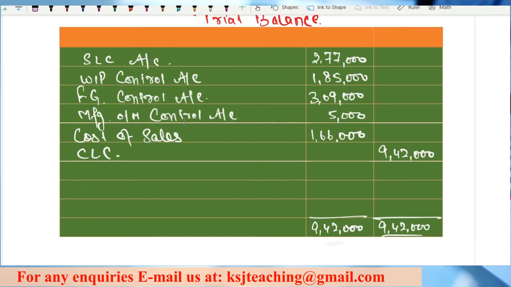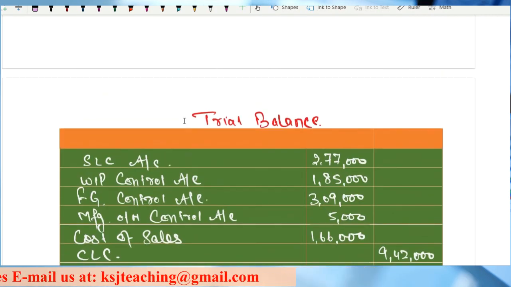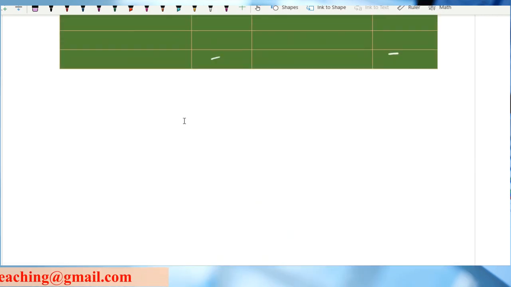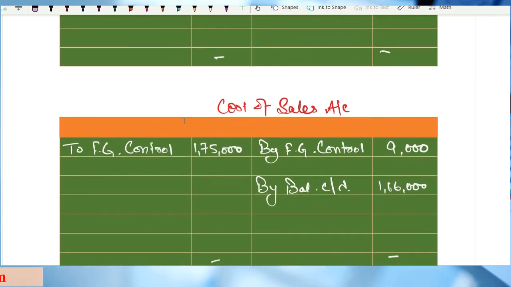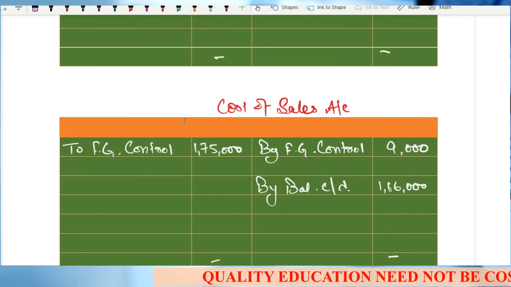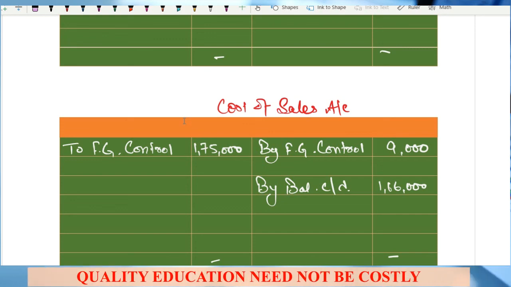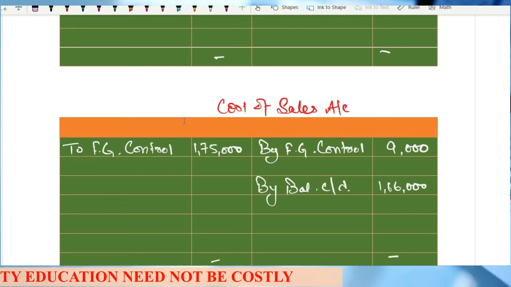Any doubts? Clear? So these kind of questions can definitely be asked in the examination for 10 marks, sir. 10 marks, mind you. So if you are very much clear with the concepts that how this particular journal entry is to be done, then you can definitely score this 10 marks. This is a bonus marks for you.